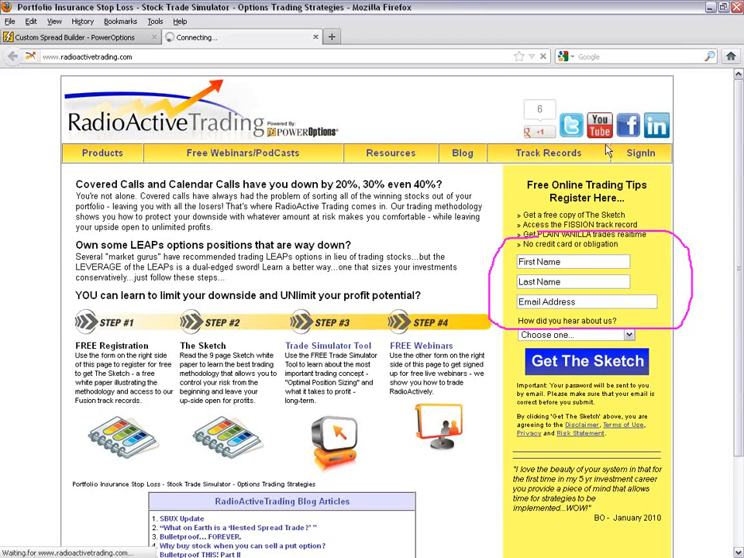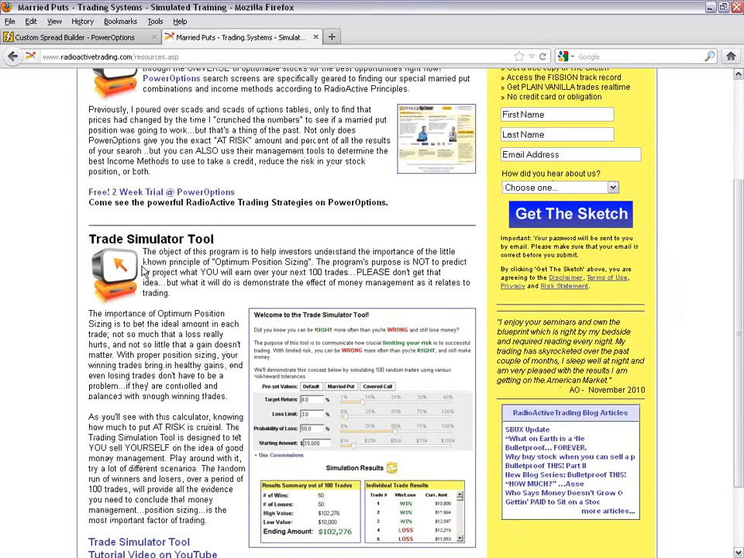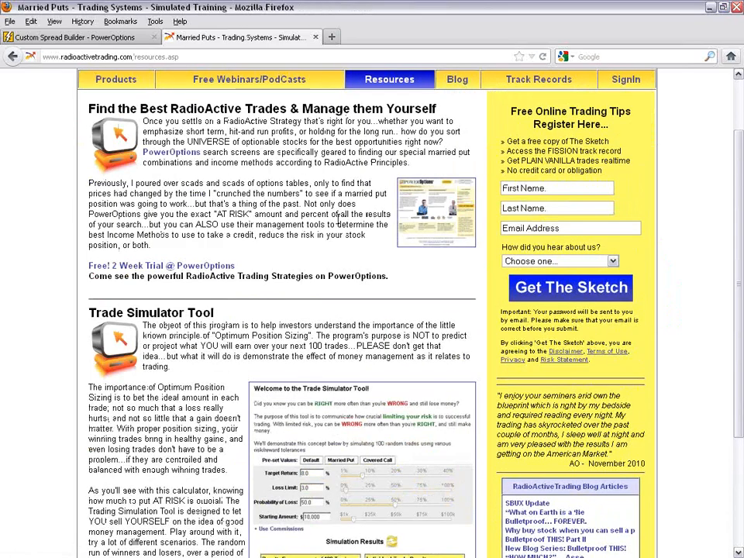Plug in your numbers of what you've been expecting to see in your trades, with your risk level and the profit goals you were looking for, here in the trade simulator tool, and see how that simulation would work out for 100 trades.